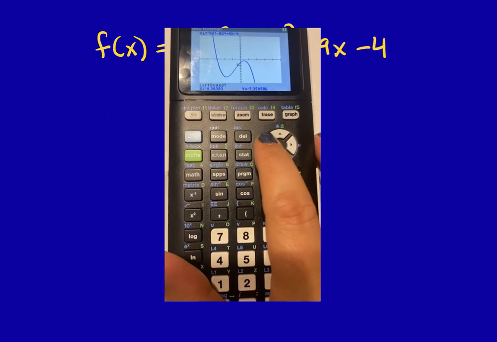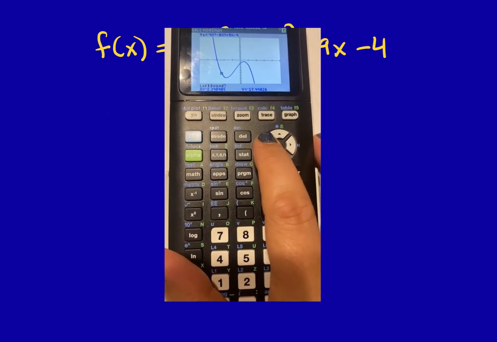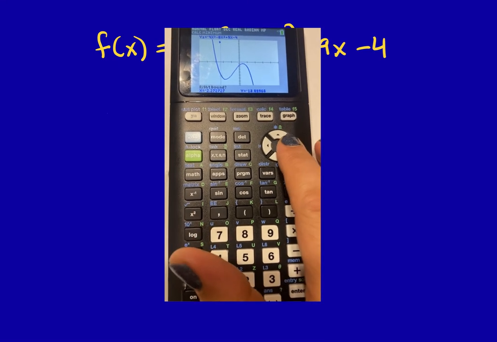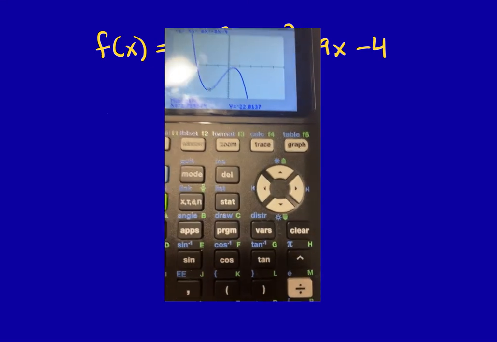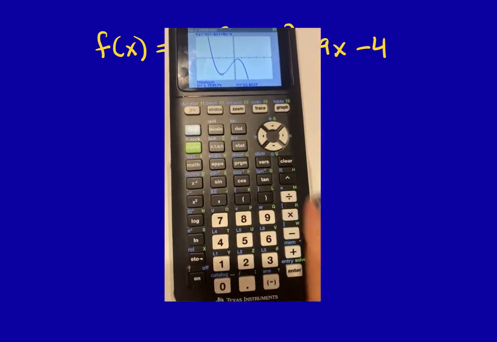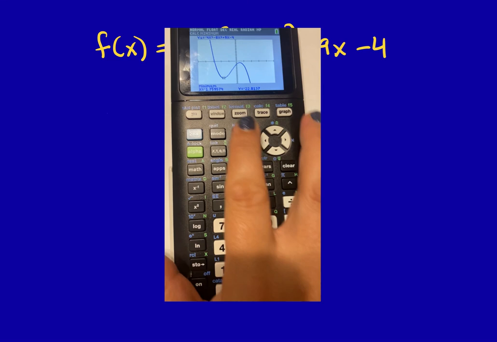See how it says left bound? I'm going to move my cursor left of that minimum point and hit enter. Now it says right bound. I'm going to move it to the right, hit enter, and hit enter again. Here it gives me the x value and the y value. So I'm going to write that down. There is a relative min of y equals -22.8, and that is at the x value of -1.76.